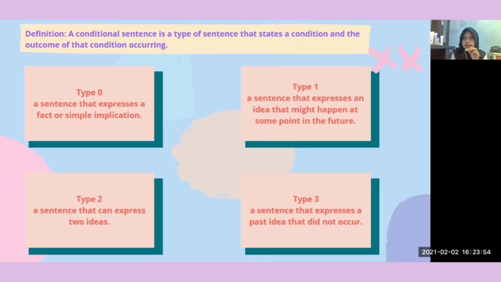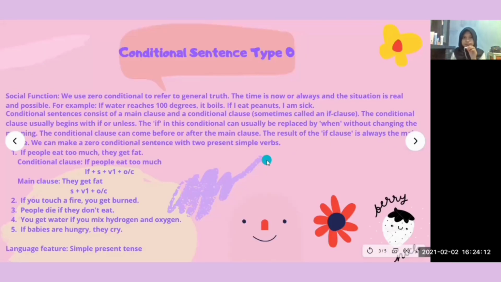The second is type 1, a sentence that expresses an idea that might happen at some point in the future. Type 2, a sentence that can express two ideas. And the last one, type 3, a sentence that expresses a past idea that did not occur. But now I'm going to be explaining about the conditional sentence type 0 only.